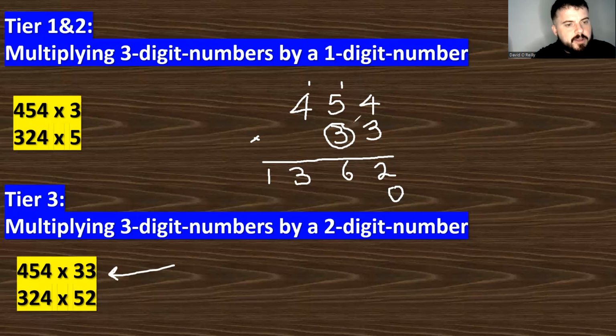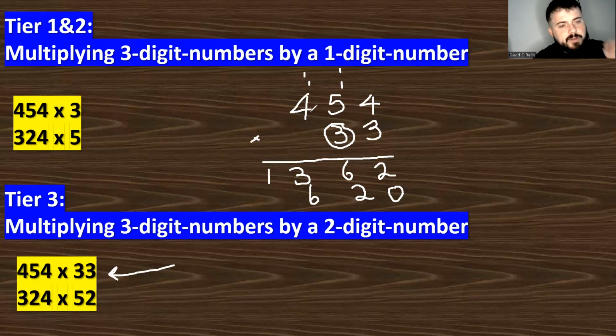So 3 times 4 is 12. So 3, 6, 9, 12. 2-digit number answer, so the 2 goes underneath, and the 1 gets carried across to the next column. Then we do 3 times 5. 3, 6, 9, 12, 15. Add the 1 at the top is 16. Okay, so 6 goes down here, and 1 is carried over to the next column.